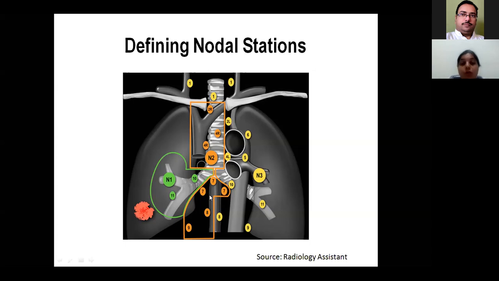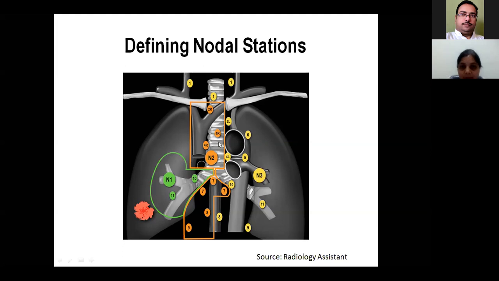And again, for the lower esophageal group of lymph nodes, the line passes along the midline of the esophagus. So anything to the right of the esophagus for this tumor would be N2 disease. Anything to the left of the midline of the esophagus would be N3 disease. So this is how the lines are there for classifying the lymph nodes as ipsilateral or contralateral mediastinal lymph nodes.